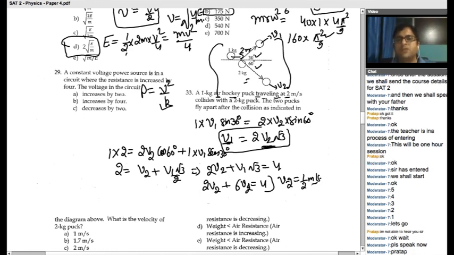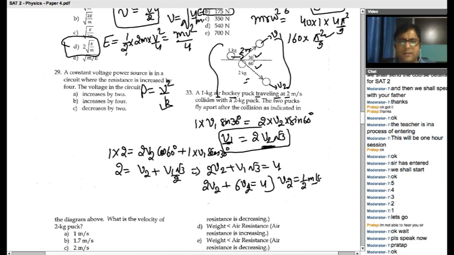Yes, sir. I think there might be some calculation mistake. Just check if I made some calculation mistake. So V1 is equal to 2V2 root 3. That's what I told you here.